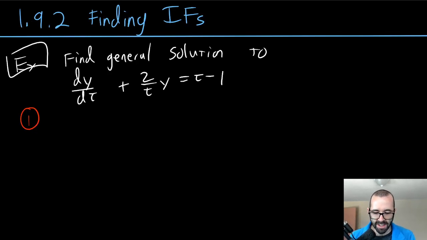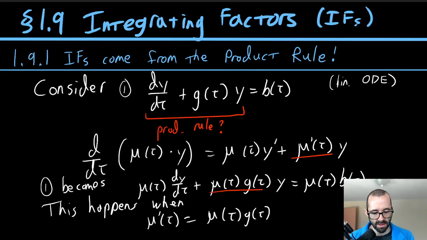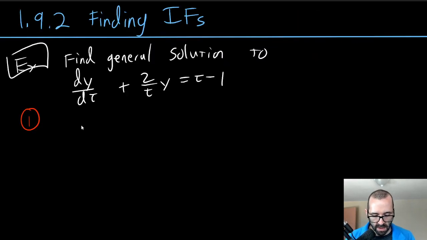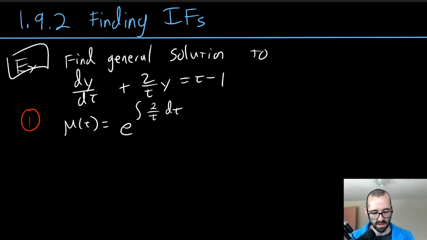So first we're going to find the integrating factor. The integrating factor is going to be e to the integral of g dt. What was g? g is whatever function is next to y if it's in the standard form. So we're going to say, all right, mu of t equals e to the integral of g of t, which is 2 over t, dt. Just like so, that's it.